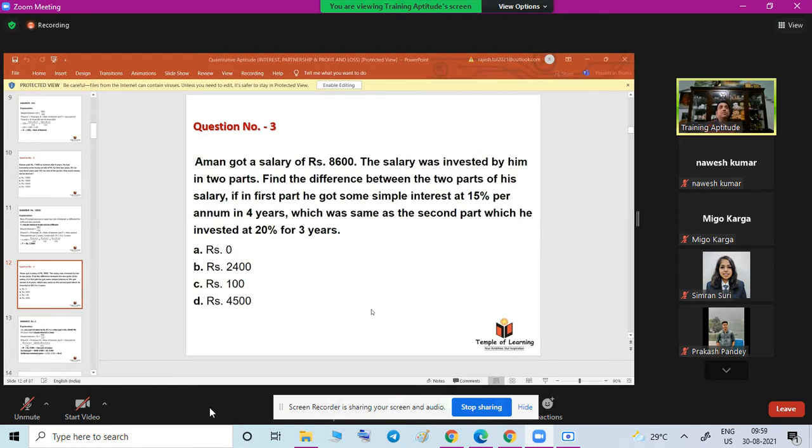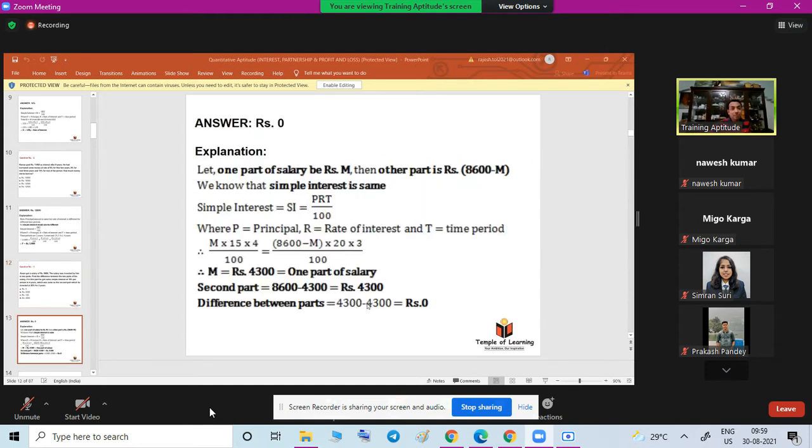Don't always use pen and paper to solve everything. Look at the two parts. Both parts are 60%. If it's the same as the second part, it means that they are equal. The money was also equal. So the difference between the two parts is zero. 15% for 4 years, 20% for 3 years. If they are equal, the money has to be 4,300. No need to solve it. Let's go back to the question and see.